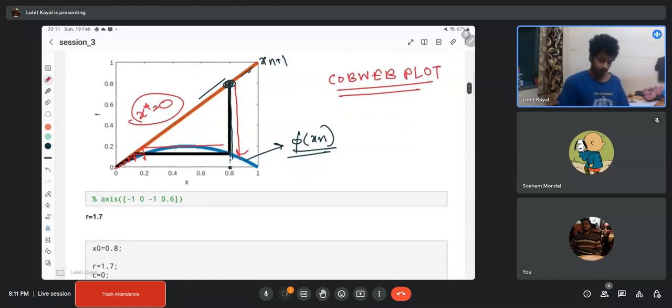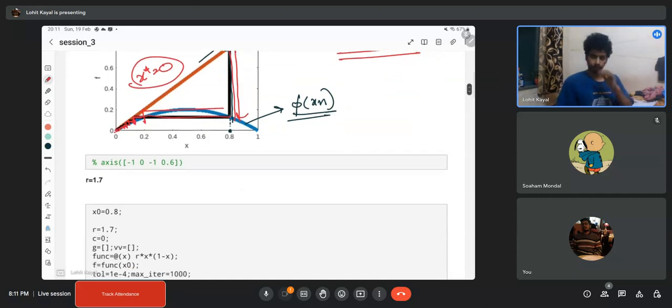Okay, so what is happening? I'm starting from here, going down to this, then going to the function, and consequently it is converging to my solution.